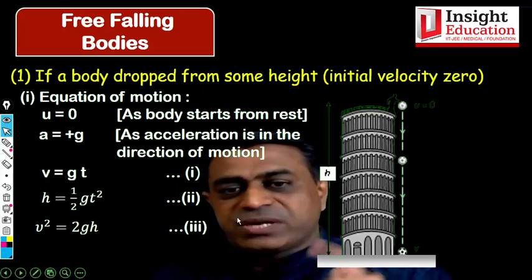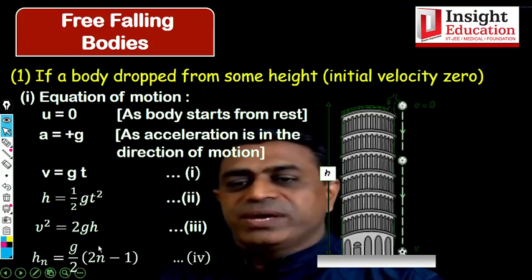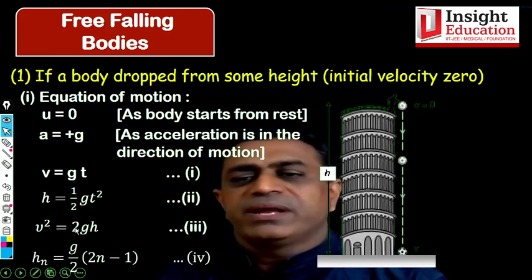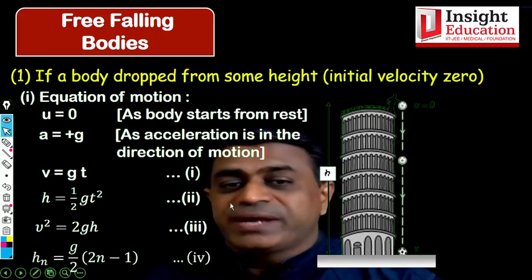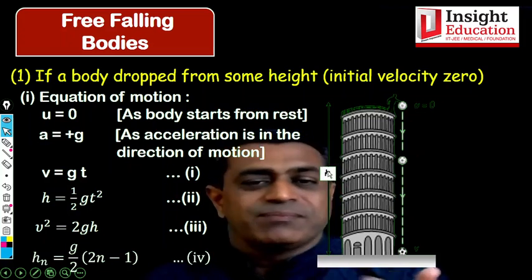And the distance traveled in the nth second, again with u 0, is g by 2 times (2n minus 1). You can recall this equation very easily. But most of the time, in examples we need shortcuts because we want to solve the example quickly.